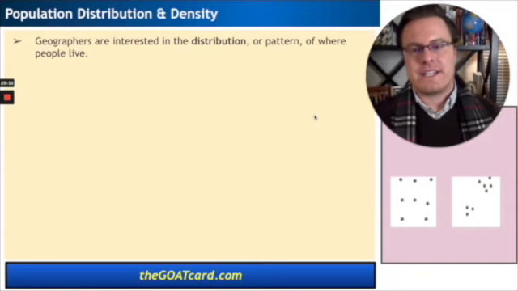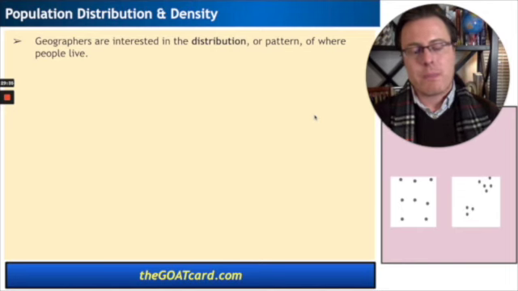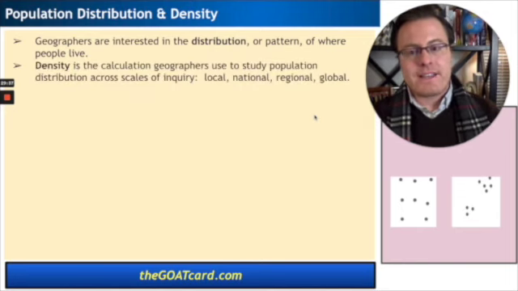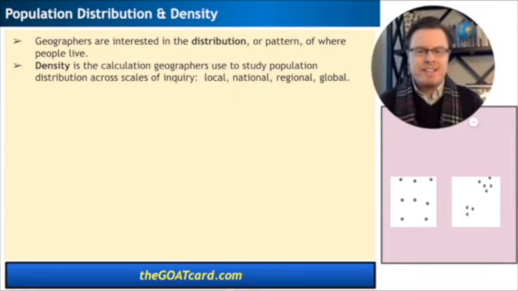Geographers are interested in the distribution or pattern of where people live. Density is the calculation geographers use to study population distribution across scales of inquiry. Let's talk about that term, scales of inquiry, too. That means how zoomed in we are in studying a particular geographic phenomenon. In this case, we're talking about density. And scales of inquiry can be local, national, regional, or global.